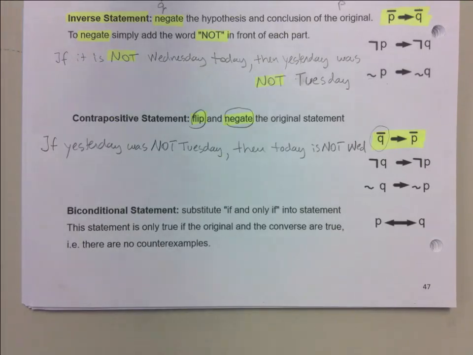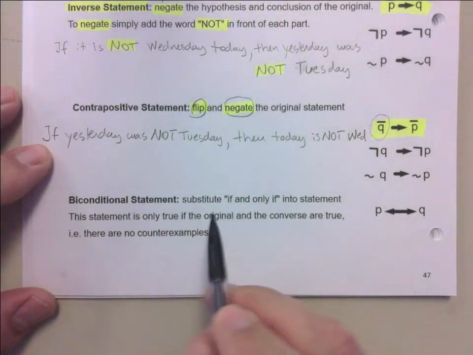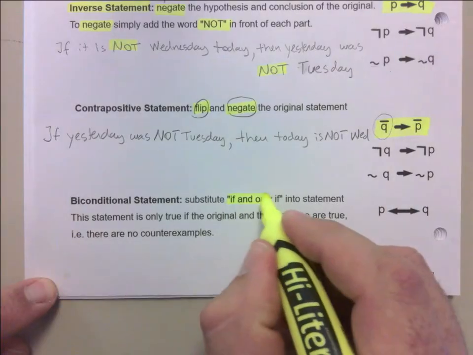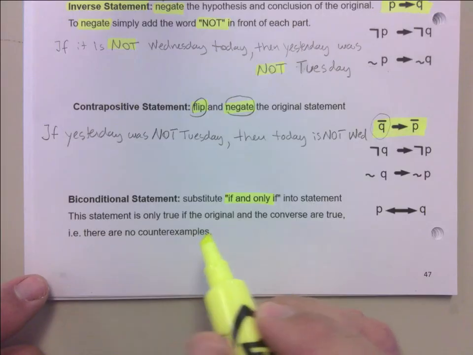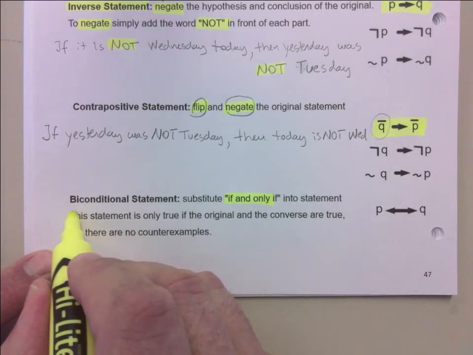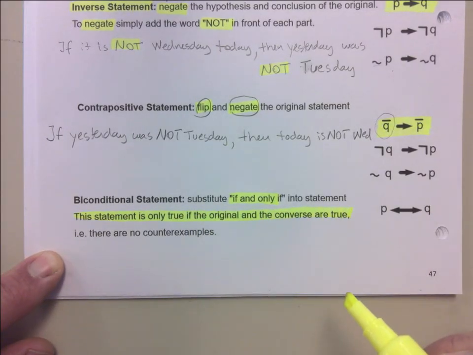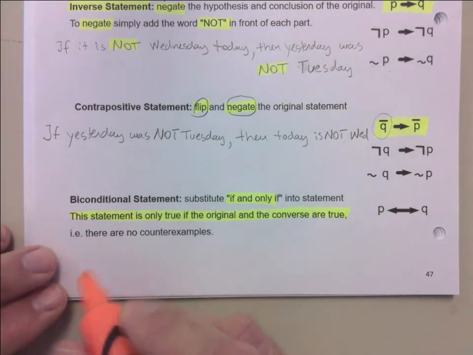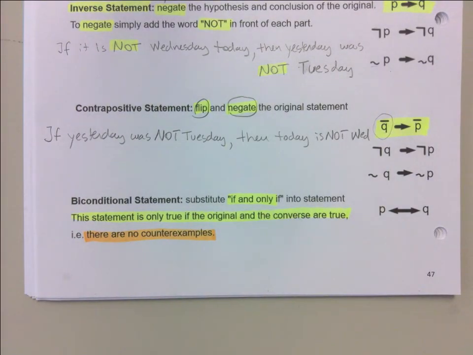Okay? Okay, biconditional, last one. Last one that you have to know. Biconditional. Substitute the word if and only if. The statement is only true. Okay, this is important to highlight. The statement is only true if the original and the converse are actually true. And highlight this with a different color. There's no counter examples that we can find. There's no contradiction to the statement that we can possibly find.